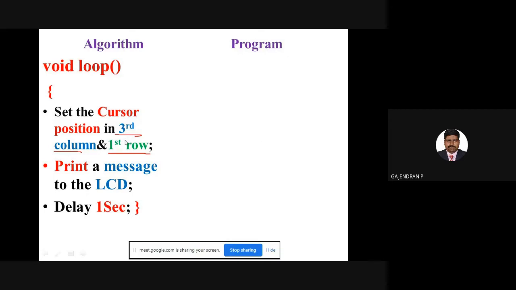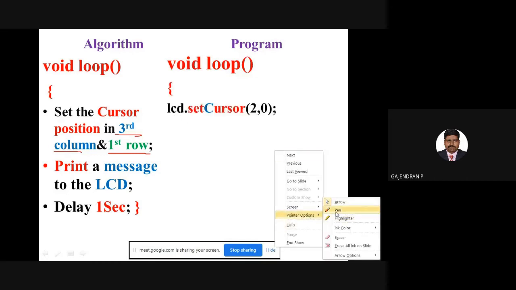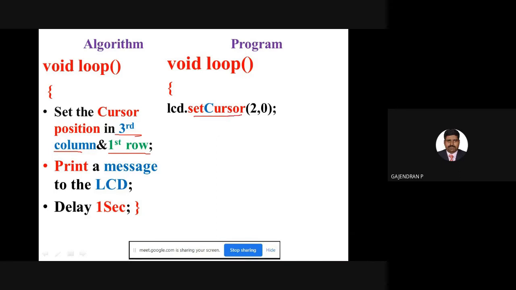Okay. Now what is the equivalent program here? Come back here. LCD set cursor. LCD set cursor is the function to set the cursor position. 2, 0. Can anyone tell? Here I have written third column. Why is it 2? Here the column number is 3, but I am mentioning 2. Why? Because my column number starts with 0.